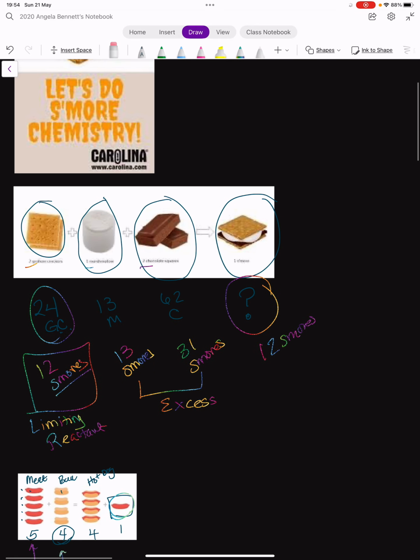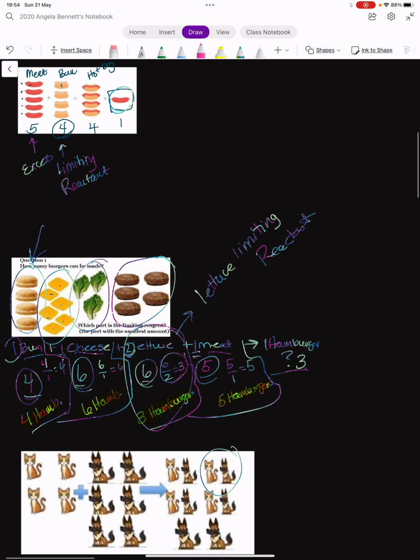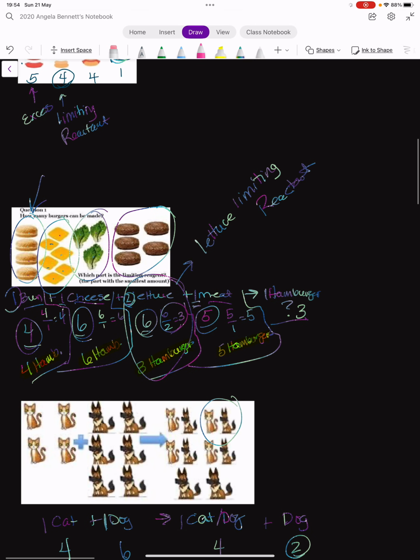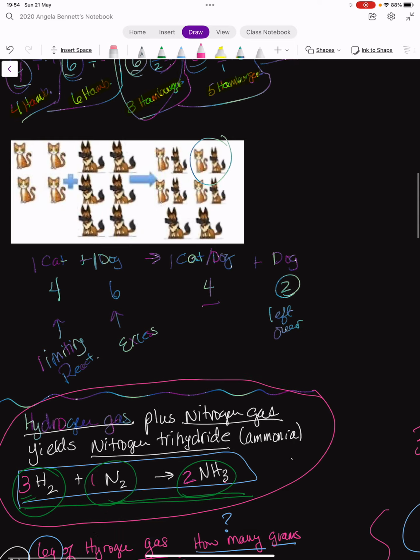Just like when I was doing this one, if I want to figure out how many s'mores I can make, I have to figure out which one of these, the graham crackers or the marshmallows or the chocolate, is going to limit how many s'mores I can actually get. So I'm doing the same thing as I was doing when we were talking about the food or the dogs and cats. It is the same.